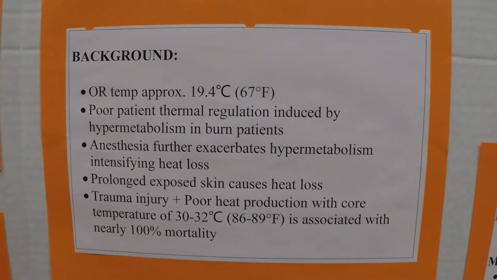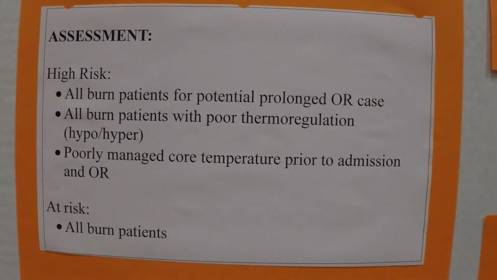We have seen poor patient thermal regulation induced by hypermetabolism in burn patients. Anesthesia further exacerbates hypermetabolism, intensifying heat loss. Prolonged exposed skin causes heat loss. Trauma injury plus poor heat production with a core temperature of 30 to 32 degrees Celsius is associated with nearly 100% mortality. In our assessment, we're going to determine who is high risk.